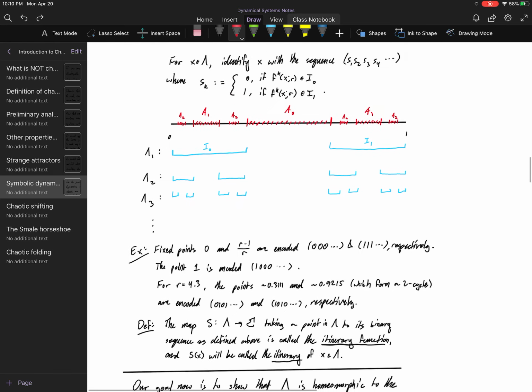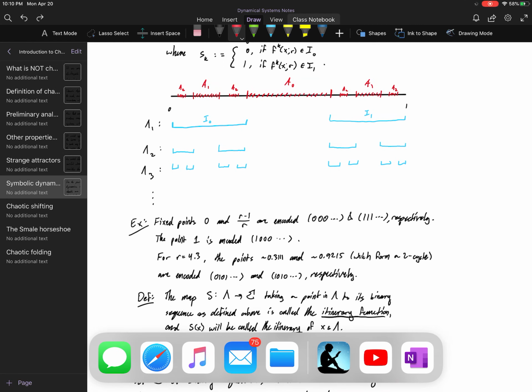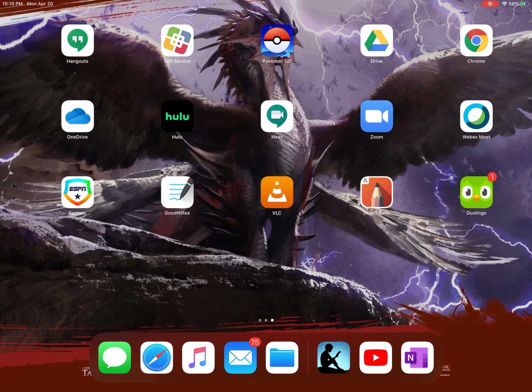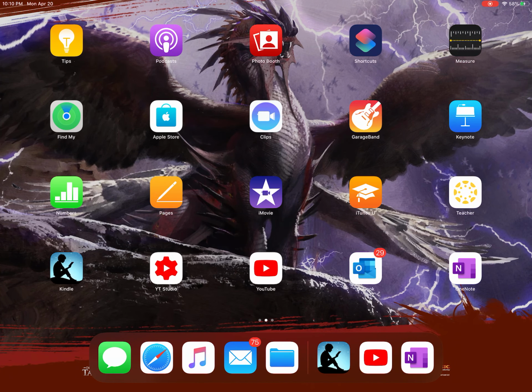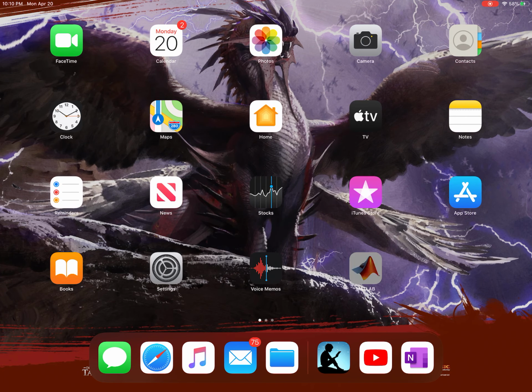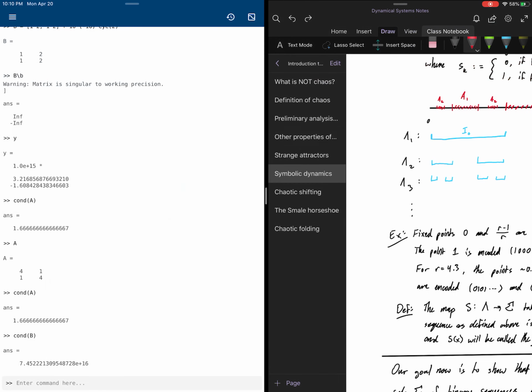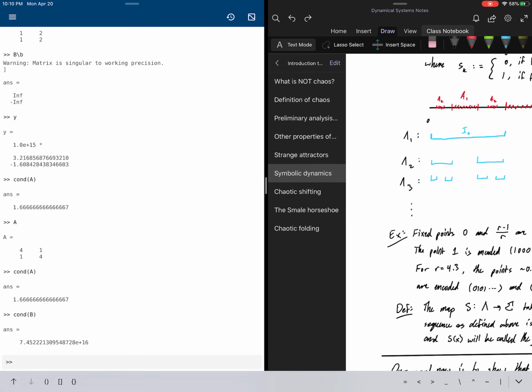Now, something that's maybe a little trickier to see, you can actually go ahead and find this with MATLAB, and we can do that real quick. Let me see if I can't bring that up. MATLAB, where'd you go? Oh, come on. There you are. MATLAB. And then we'll bring up the notes, put them over here.